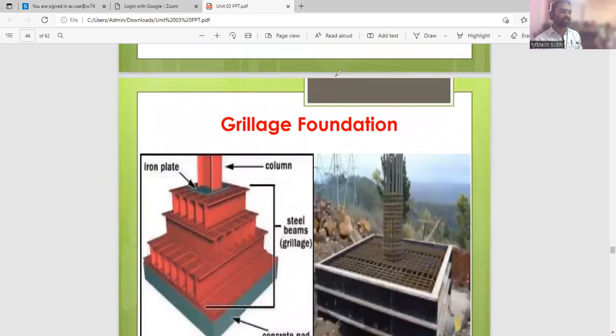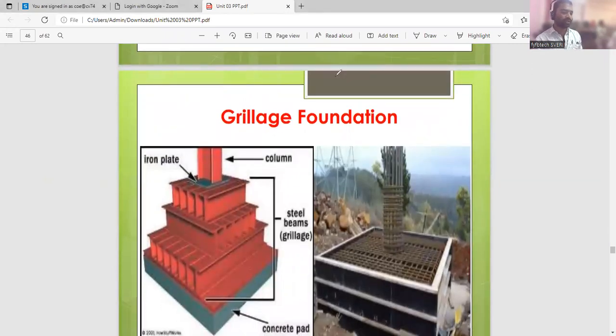See, this is the grillage foundation. There is a column here. For this column, the soil is weak and the structure is heavy. The load coming is very high. So what they will do, they will put the foundation base, and over that they will keep the steel beam. Again they will keep the steel beam, again a steel beam. Over that the steel column is erected.